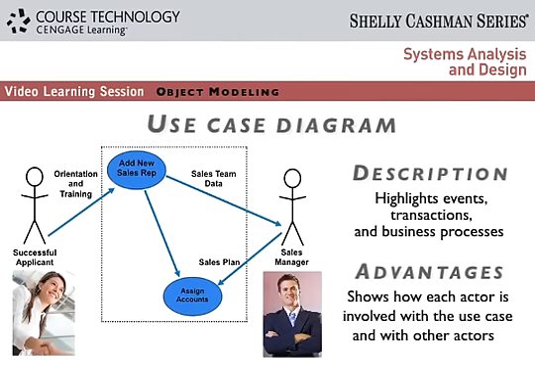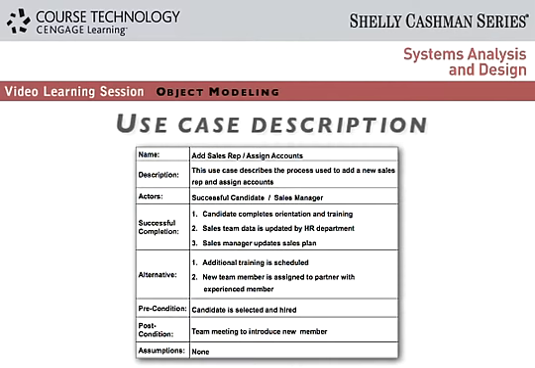A use case diagram highlights events, transactions, and business processes, such as add new sales rep or assign accounts. The actors are shown as stick figures. A use case diagram shows how each actor is involved with the use case and with other actors. A use case diagram must be documented carefully with a description of the actors, successful completion, alternatives, preconditions, postconditions, and any assumptions.